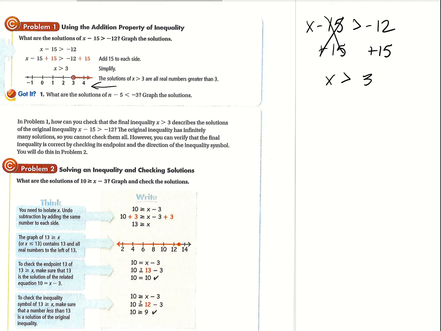Go ahead and do got it question number 1. What are the solutions of n minus 5 is less than negative 3? Then graph the solution the same way they do on problem 1 with the number line. Go ahead and take your time to do that.